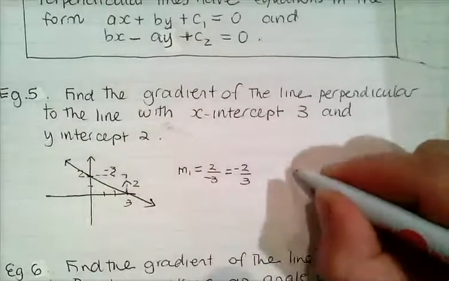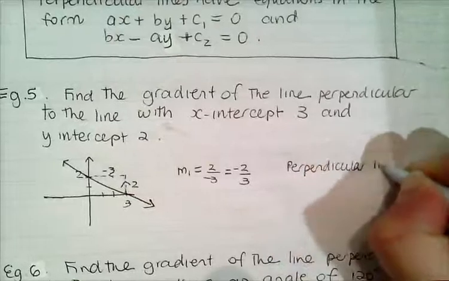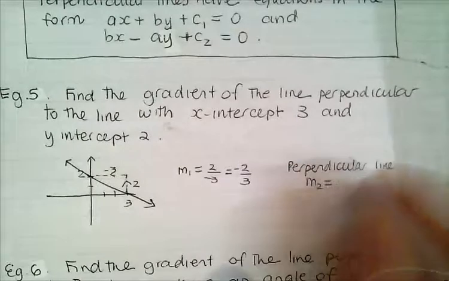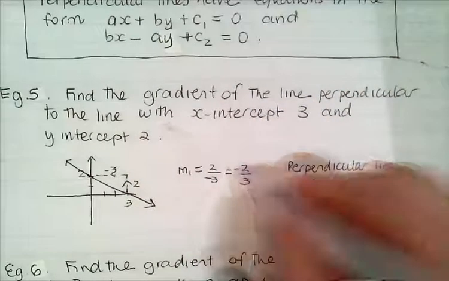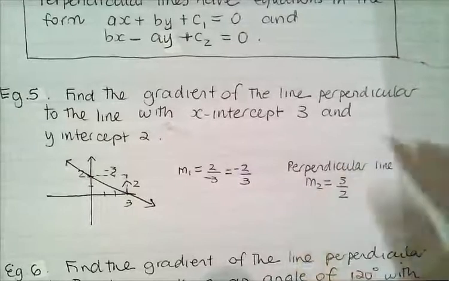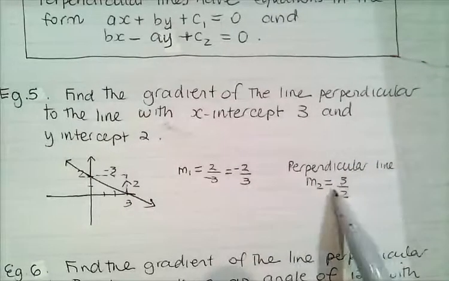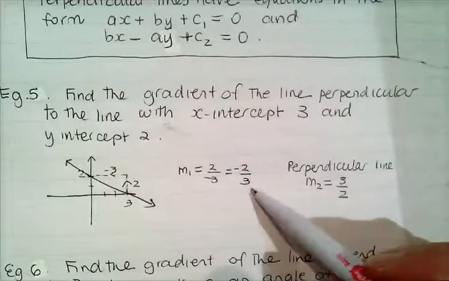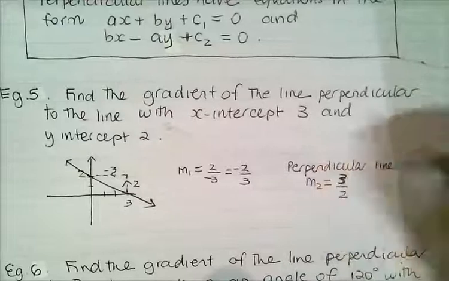Now the gradient of the perpendicular line, I'll put M2, is the negative reciprocal of that. So this is a negative, this has to be positive, and then we flip it. I've got 2/3 here, I get 3/2 here. So the negative reciprocal of -2/3 here is positive 3/2. If this one's negative, this one's positive. That's 2 on 3, this is 3 on 2. Okay, so that's our first example there.